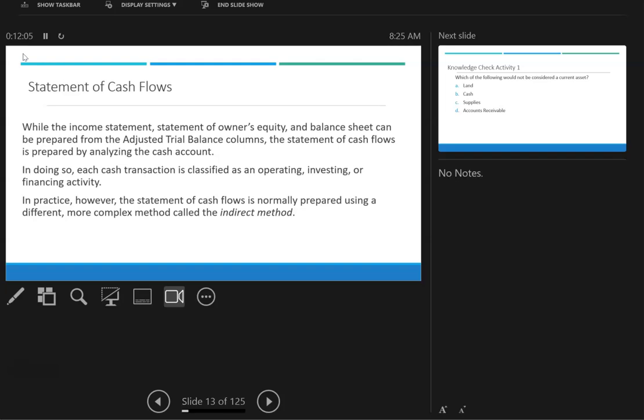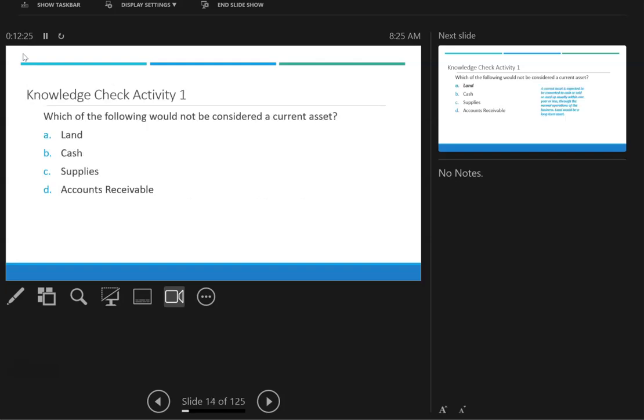Okay, that's it. The statement of cash flows is normally prepared using a different method. There's two methods in order to prepare it. The indirect method they're talking about, which we'll look at later, is a much easier method, but it's a little more convoluted. So that's something for down the road.